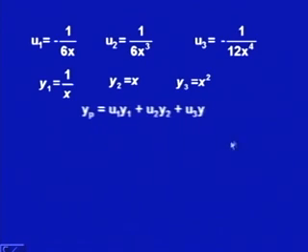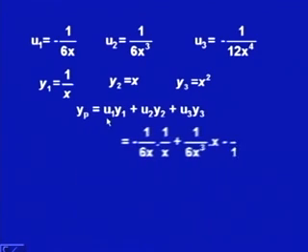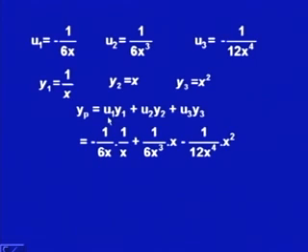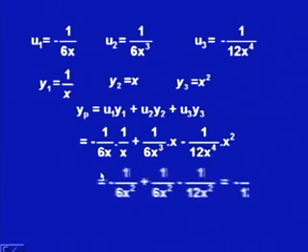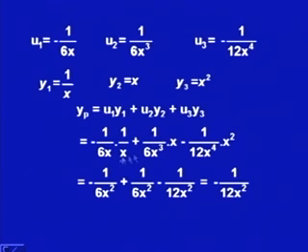So, let us substitute: minus 1 by 6x into 1 by x plus 1 by 6 cube into x minus 1 by 12 times x to the power 4 into x square. Simplified, minus 1 by 6 x square plus 1 by 6 x square, and from here again minus 1 by 12 x square. Finally, it gives minus 1 by 12 x square. So, this is what is my yp.